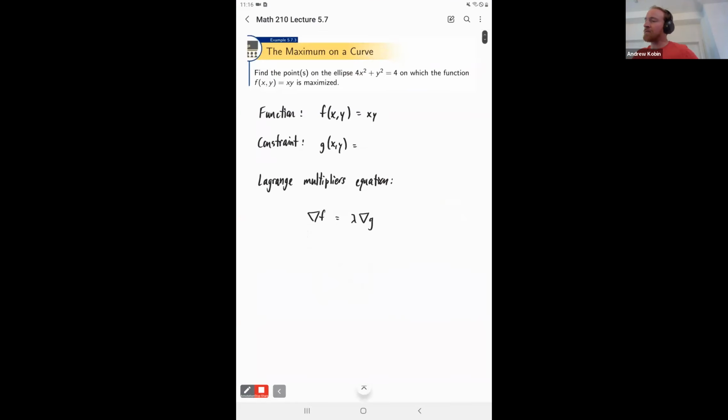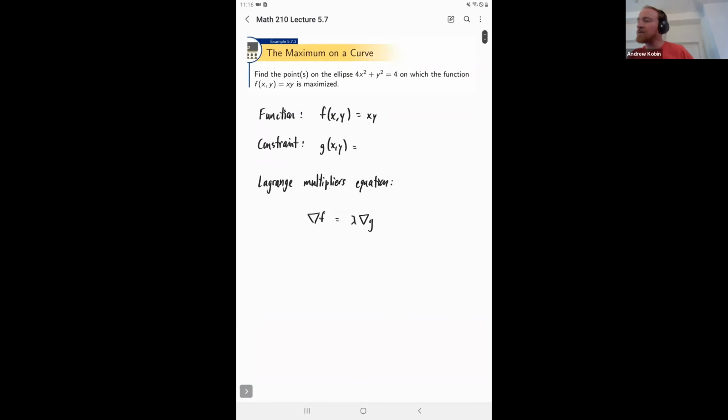We need the function f of x, y, which is given to us. We also need a function g that we can use to constrain the optimization problem. And then I've reminded you of the Lagrange multipliers equation here, but you need to compute each piece. So pause the video now and try to at least start the problem without me, and then I'll catch up and show you how the solution goes.